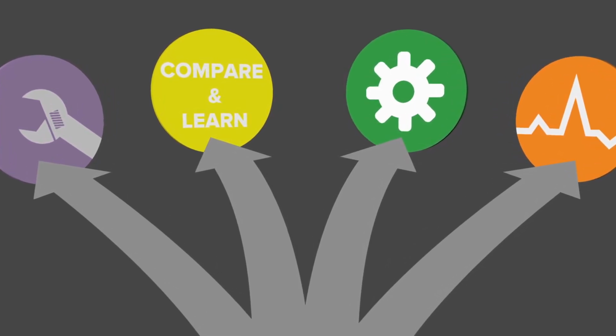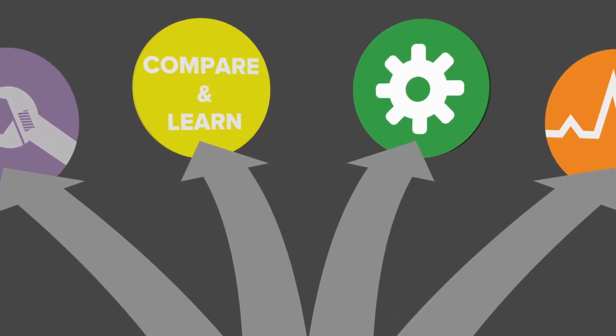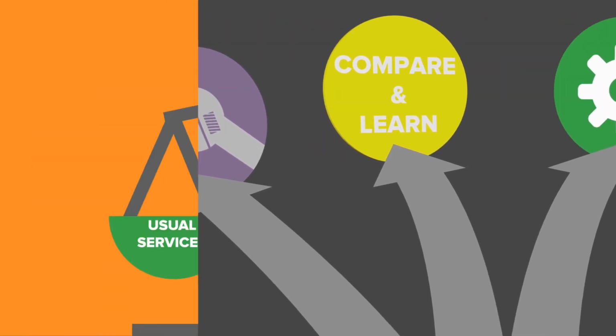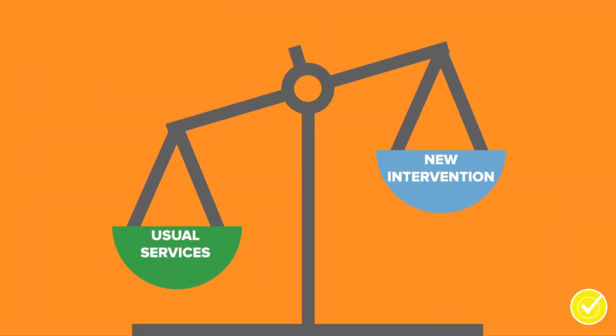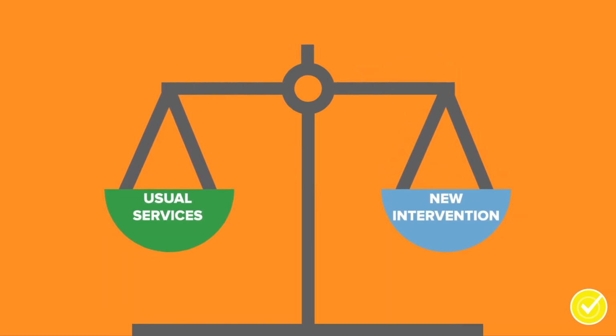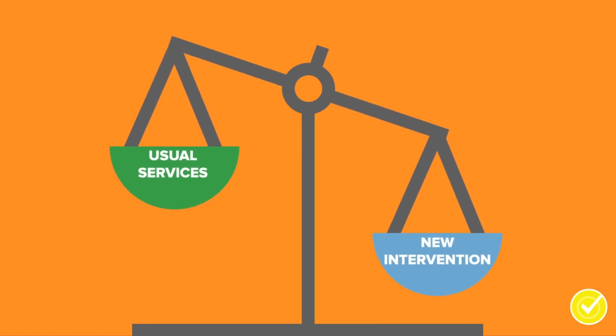This leads us into the next phase of the framework, compare and learn. The purpose of compare and learn is to determine whether, on average, the intervention results in better outcomes for children and families than an alternative. Based on the evaluation findings, decision makers, funders, evaluators, and other stakeholders decide whether there is convincing evidence that the intervention works better than services as usual.